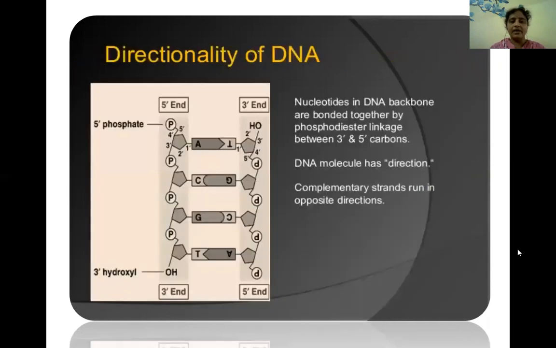The base pairing involves a purine and a pyrimidine, an amino base with a keto base: adenine with thymine, and guanine with cytosine. The base pairing involves hydrogen bonds. The adenine and thymine pair has two hydrogen bonds, whereas a guanine and cytosine pair has three hydrogen bonds.